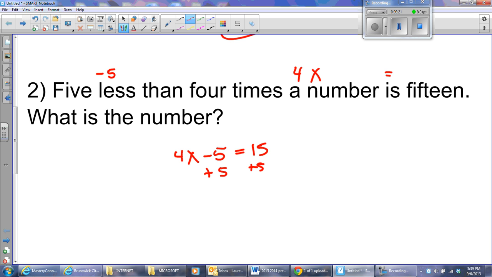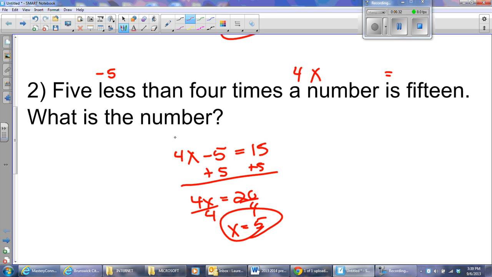4x is going to equal 20. Divide by 4. Divide by 4. X is going to equal 5. And there you go. And if I check it, 4 times 5 minus 5. 4 times 5 is 20. 20 minus 5, 15. Yep, it checks.